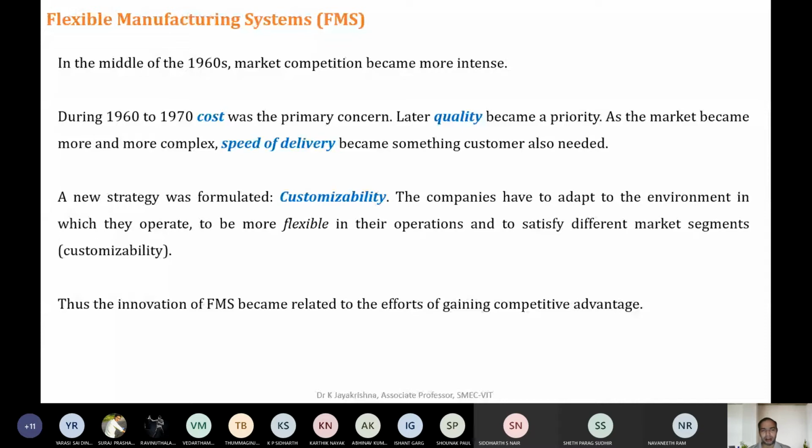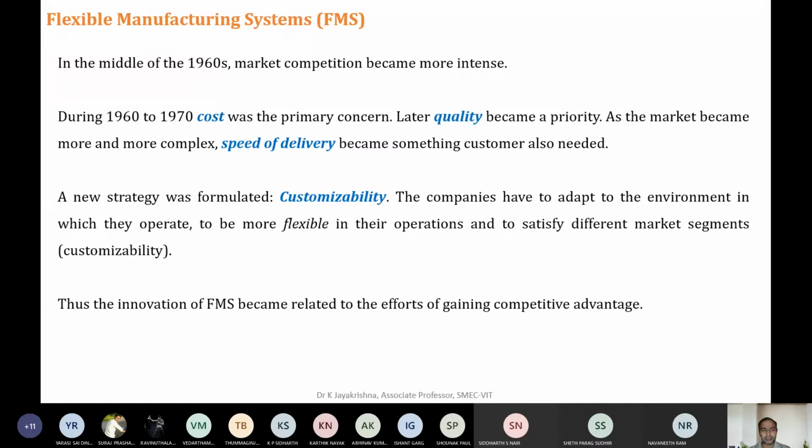So they wanted to keep the cost low, but at the same time they didn't want to compromise on quality. Even now that exists, right? Quality should be high, cost should be low. Even now, everyone wants an Apple phone at the price of a Samsung or at the price of a Nokia, right? Because when cost is less and quality is high, the demand for the product will be high.